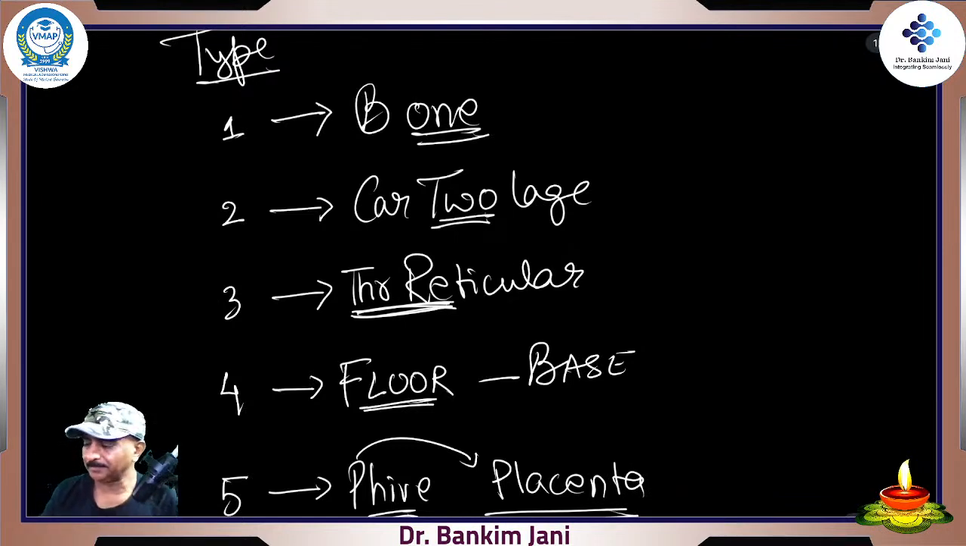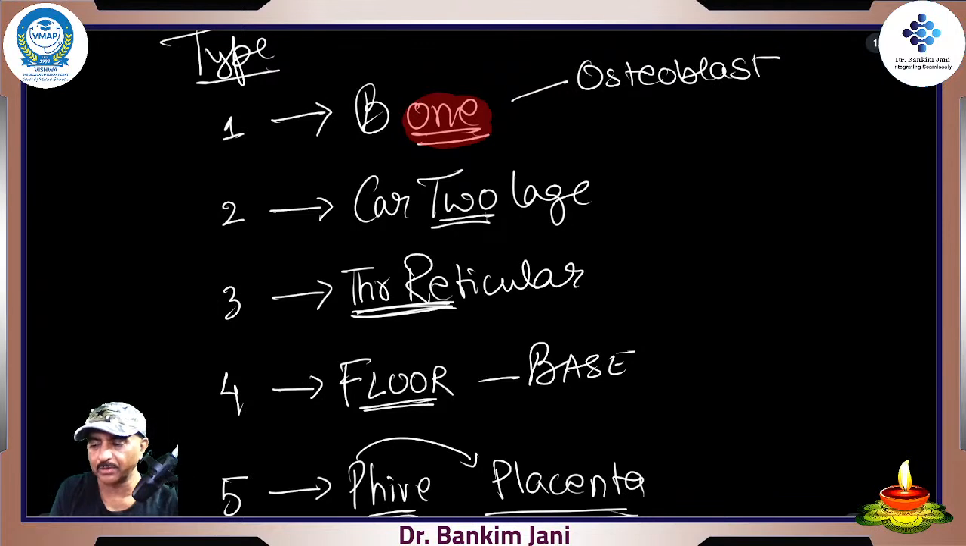What we have done is, these are the types of collagen present in various types of tissues and their distribution. Type 1 is in the bone, B1. So type 1 collagen fibers are in the bone. If they are in the bone, what type of cells? Obviously, osteoblast. Osteoblast, because these are the cells which are forming the bone.